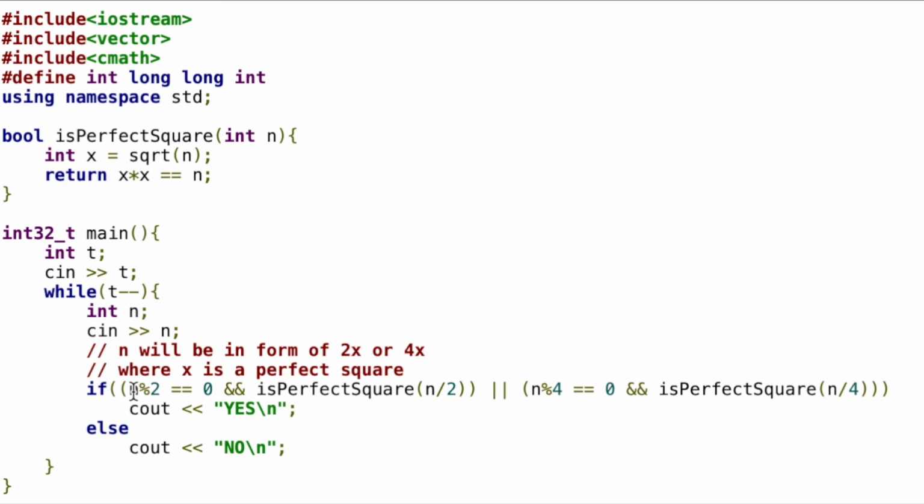So again, let us see: n mod 2 is equal to 0, that is n is perfectly divisible by 2, and is perfect square of n by 2 is giving true. Or we can say that n mod 4 is equal to 0, that is n is perfectly divisible by 4, and is perfect square of n by 4 is also returning true. Means if this is true or this is true, it will print yes, or in any other case it will print no. So that is it, it will run perfectly.